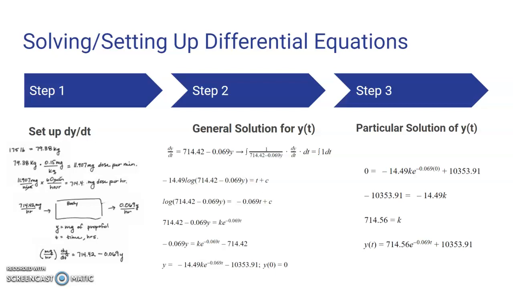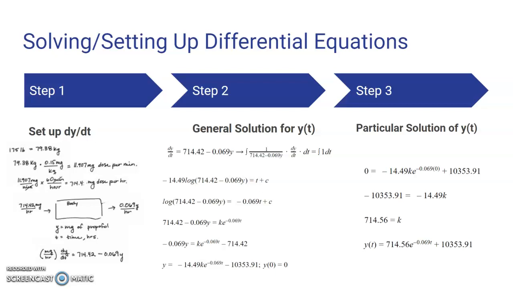We are given the weight of the patient in pounds, but we have to convert that weight into kilograms in order to find the correct dosage. We can see that the conversion below being approximately 79 kilograms, we then want the dosage per hour for that 79 kilogram patient, and so we end up with 714.42 milligrams per hour. So we have that amount entering the system and have the numerical value of 6.9% leaving the system.